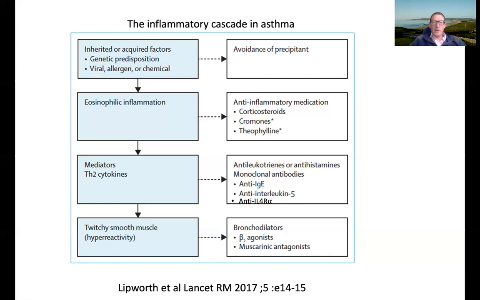Very similar here. You would never treat a patient with asthma with just beta agonists alone. So block the top of the cascade with an inhaled corticosteroid to prevent the bottom of the cascade from occurring.